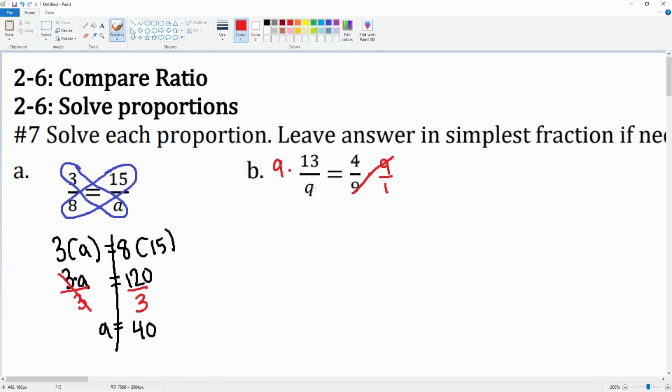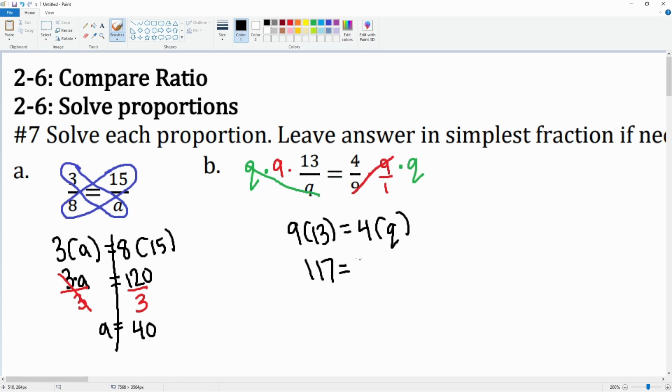Then I have a divide by Q here. So what am I going to do? I'm going to multiply both sides. You know what? I'm going to color code this a little bit differently. I'm going to use green for the divide by Q part. So I'm going to multiply by Q on both sides. The Q and the Q here will cancel. So here we have 9 times 13 on the left, equal to 4 times Q on the right. 9 times 13 gets you 117, which is equal to 4Q.